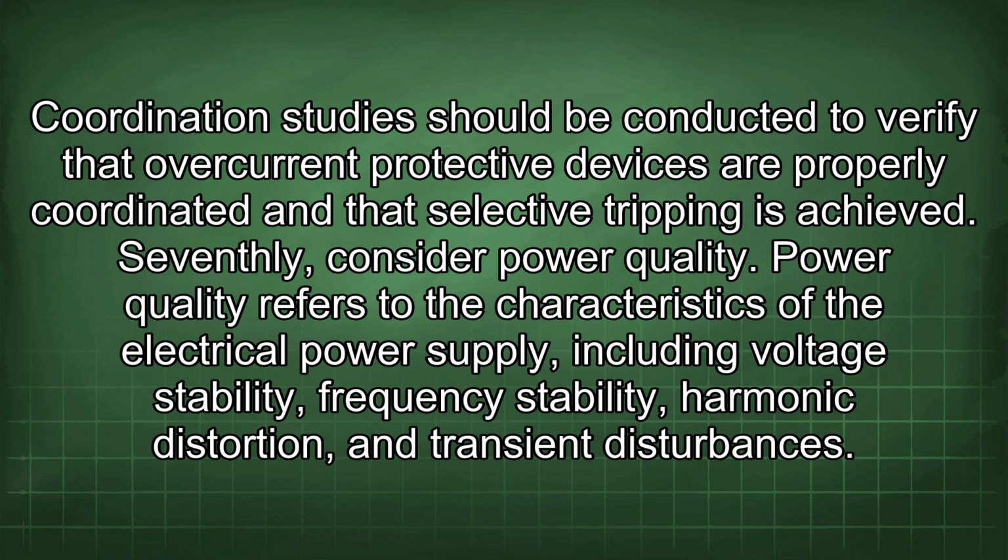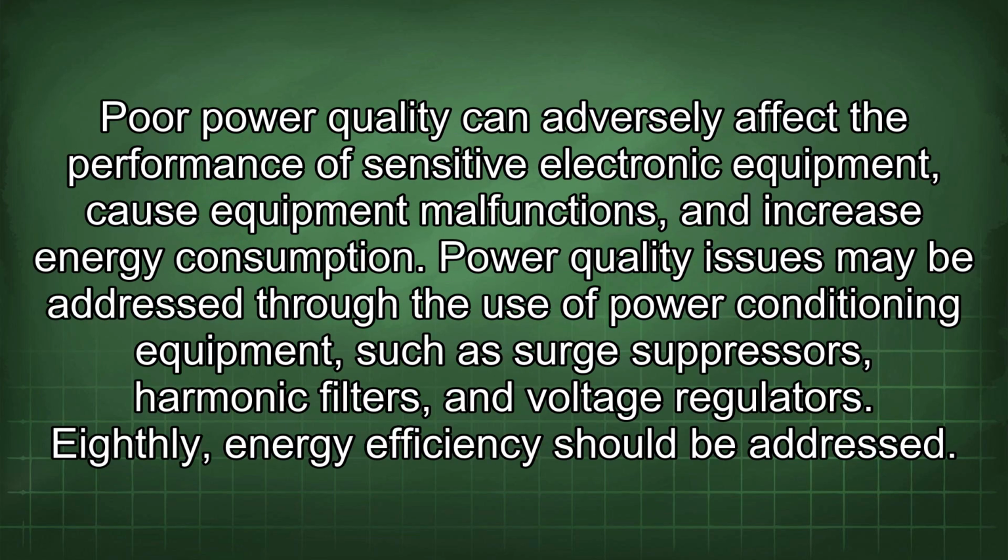Seventhly, consider power quality. Power quality refers to the characteristics of the electrical power supply, including voltage stability, frequency stability, harmonic distortion, and transient disturbances. Poor power quality can adversely affect the performance of sensitive electronic equipment, cause equipment malfunctions, and increase energy consumption. Power quality issues may be addressed through the use of power conditioning equipment, such as surge suppressors, harmonic filters, and voltage regulators.